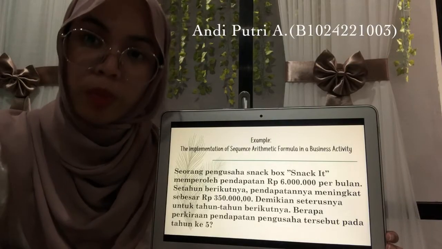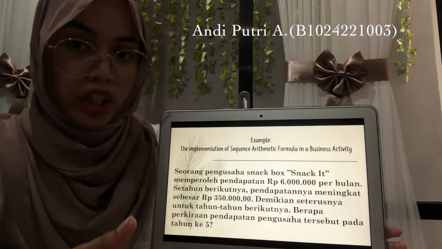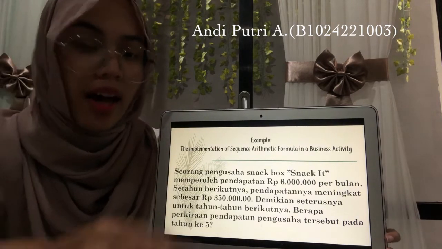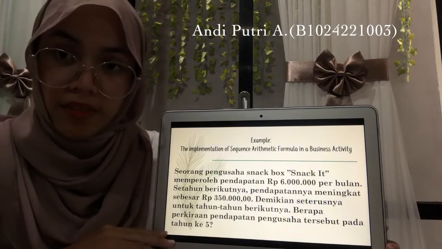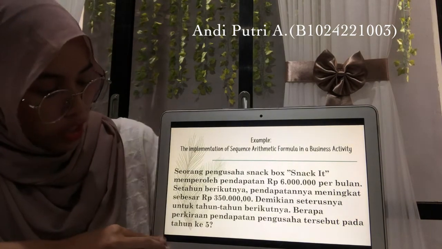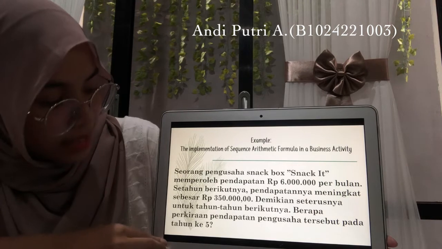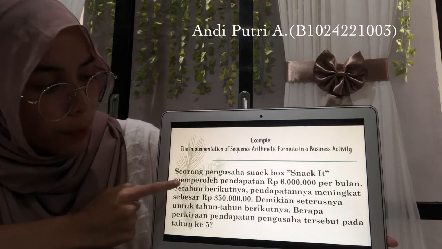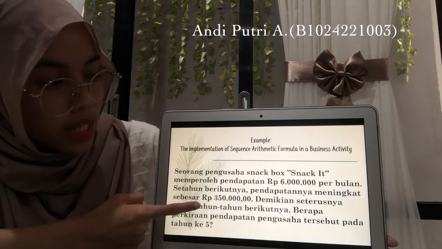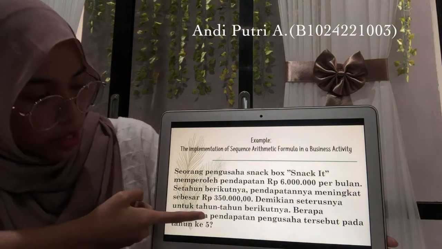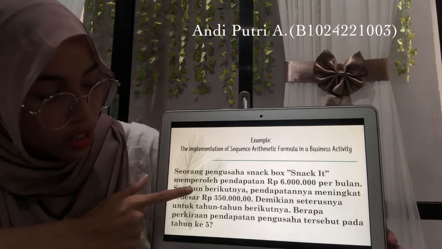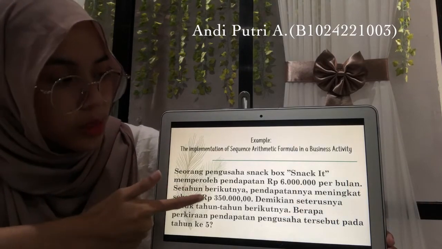Okay, so now we're moving on to the example questions. This is an example of the implementations of arithmetic sequence in a business activity. So let's see the question. The question says that seorang pengusaha snack box Snack It memperoleh pendapatan sebesar 6 juta per bulan. So Snack It got an income of 6 million per month.